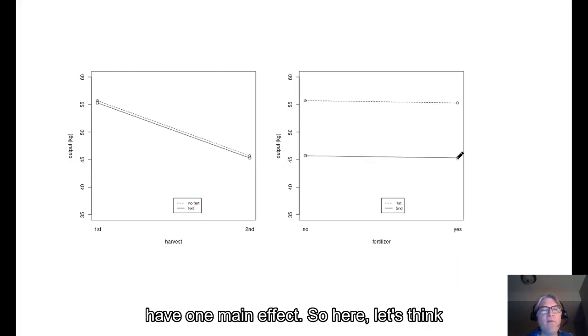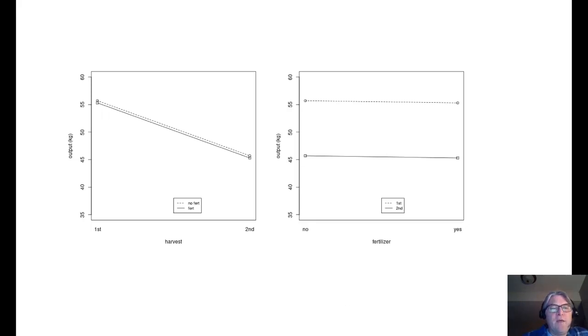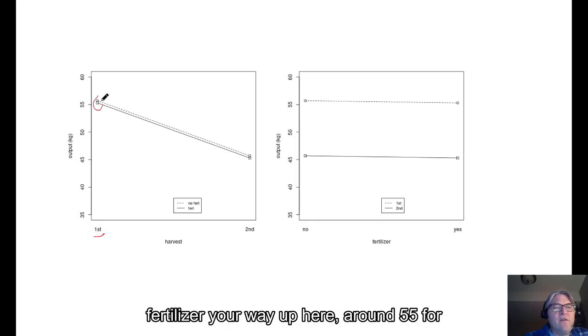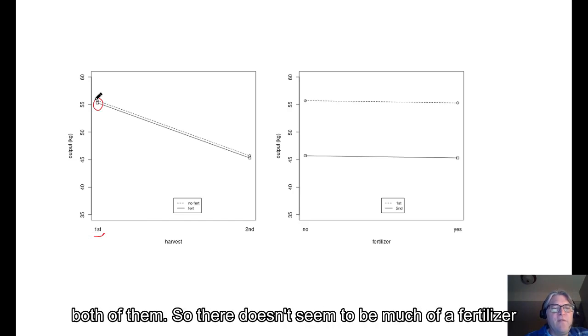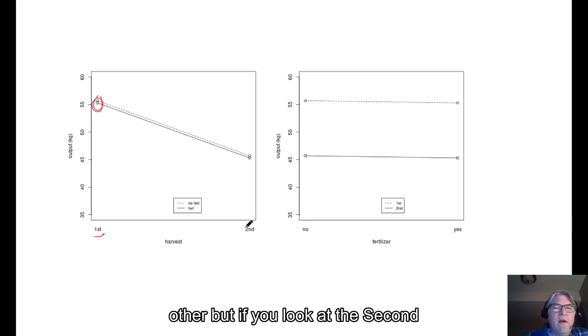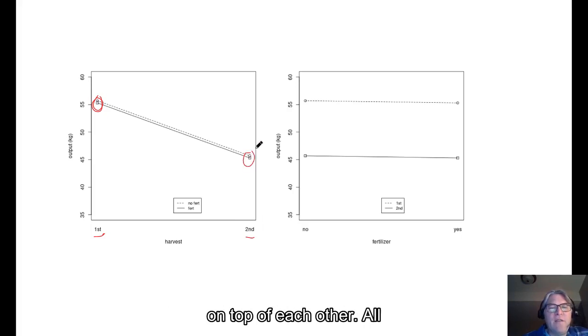Here's an example where you have one main effect. So here, let's think about which main effect is present. If you are looking at the first harvest, fertilizer or no fertilizer, you're way up here around 55 for both of them. So there doesn't seem to be much of a fertilizer effect. Those lines are falling right on top of each other. But if you look at the second harvest, the points are also almost on top of each other.